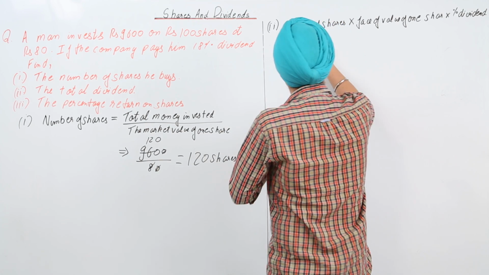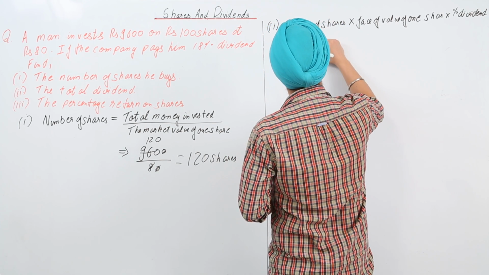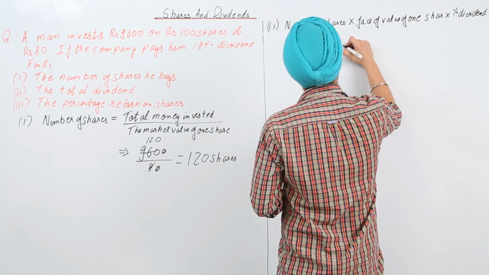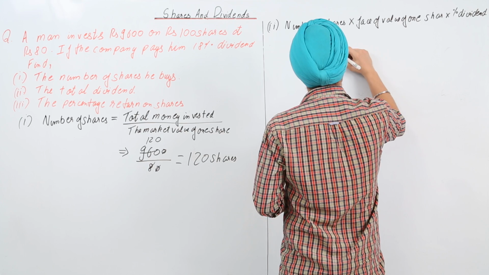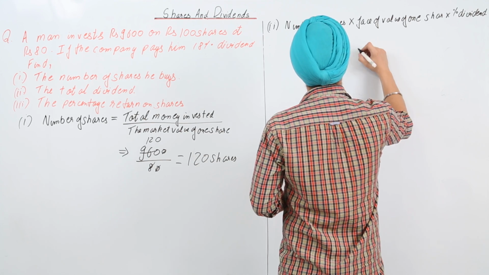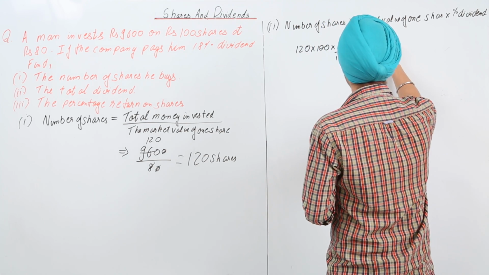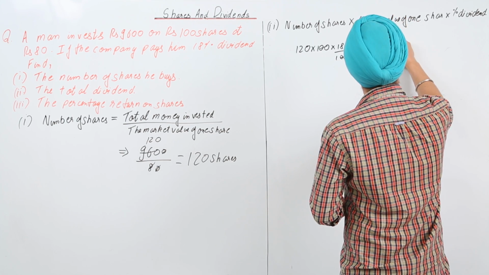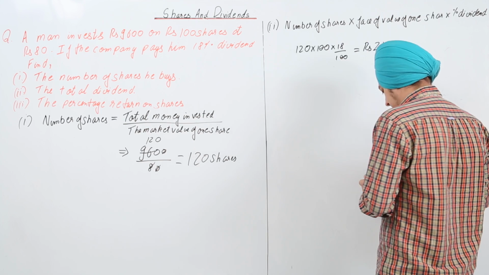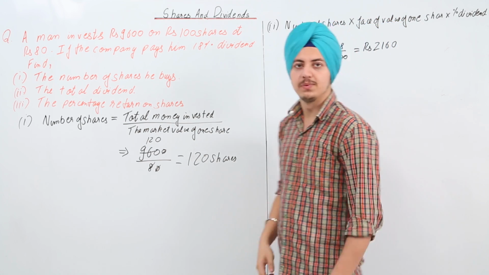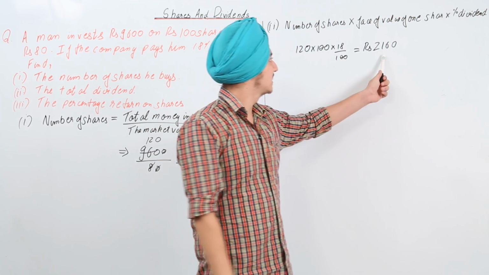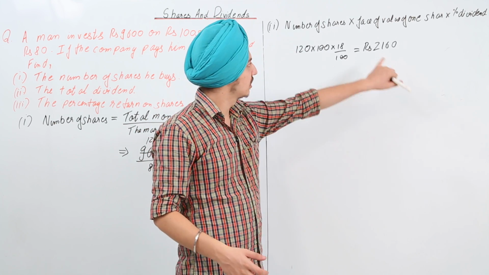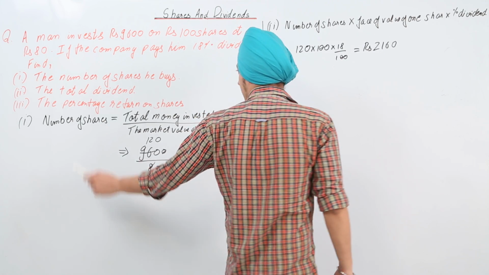So we have 120 into 100, that is the face value, into percentage dividend, that is 18 divided by 100. So we have this value equal to 120 into 18. So this is equal to 2160. So a profit of rupees 2160 was earned by this man in 1 year, or this was the total dividend given to him by the company.